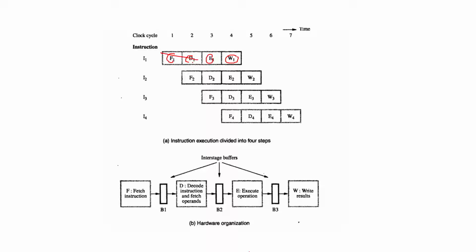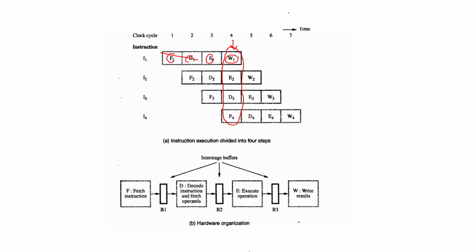Instruction 1 is in the decode stage, instruction 2 will be in the fetch stage. See here at clock cycle 4, instruction 1 will be in the write stage, instruction 2 is in the execution stage, instruction 3 is in the decode stage, instruction 4 is in the fetch stage. So in the same clock cycle, 4 different instructions are concurrently executed, but all are in different stages. This is not parallel processing. It is concurrent processing.